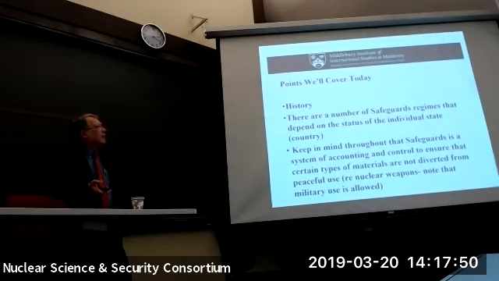Okay, little diversion. Simple question: how about other isotopes that are weapons relevant, for example tritium or lithium-6? Those are not considered nuclear material. Lithium-6 is used to produce tritium.